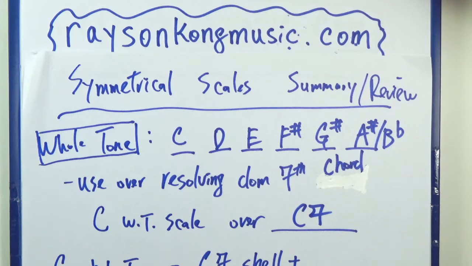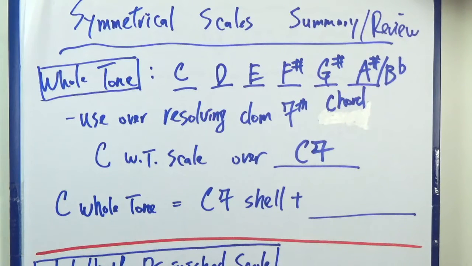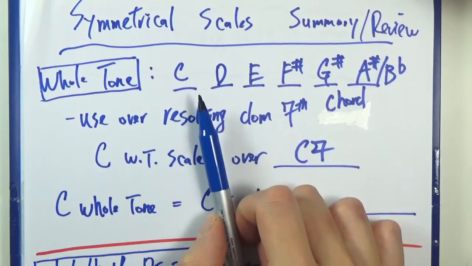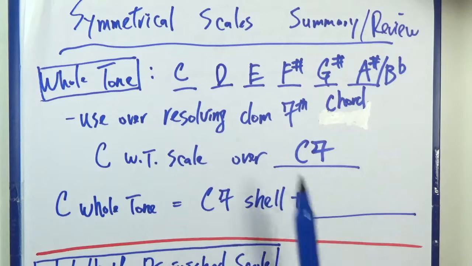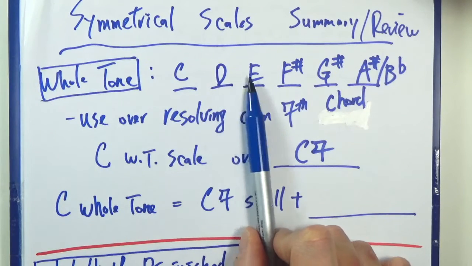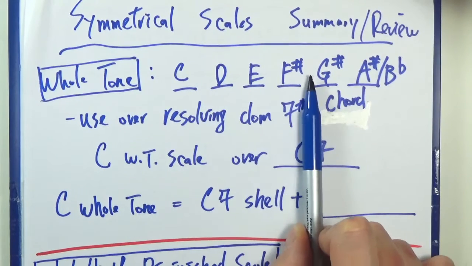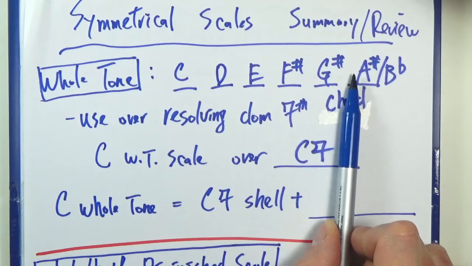Alrighty, let's do a review for the symmetrical scales. So we start with the whole tone. The whole tone scale is basically a scale constructed by writing down notes a whole step apart from each other. So C going up to D to E to F sharp to G sharp to A sharp, which is a B flat.